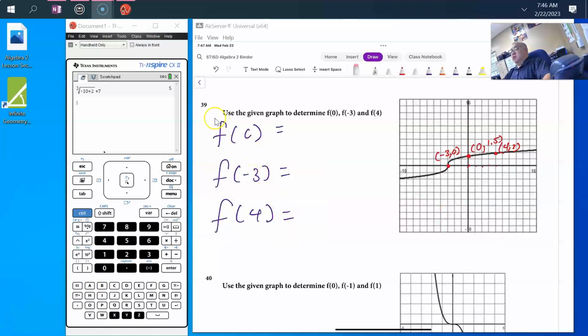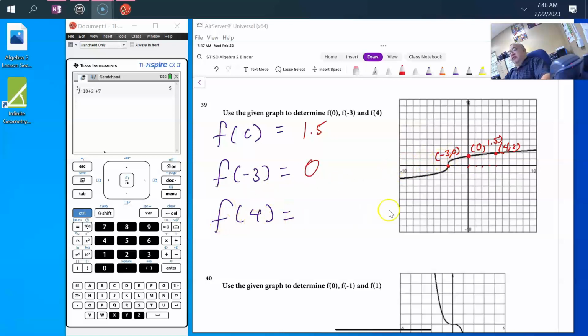I did turn to number 39 here. It says use the given graph to determine f of 0. So what you have to do is go to your x-axis, find 0, and then tell me what the y value is on this graph, so it's 1.5. And this one says f of -3, so we come over to -3, and you tell me what the y value is.